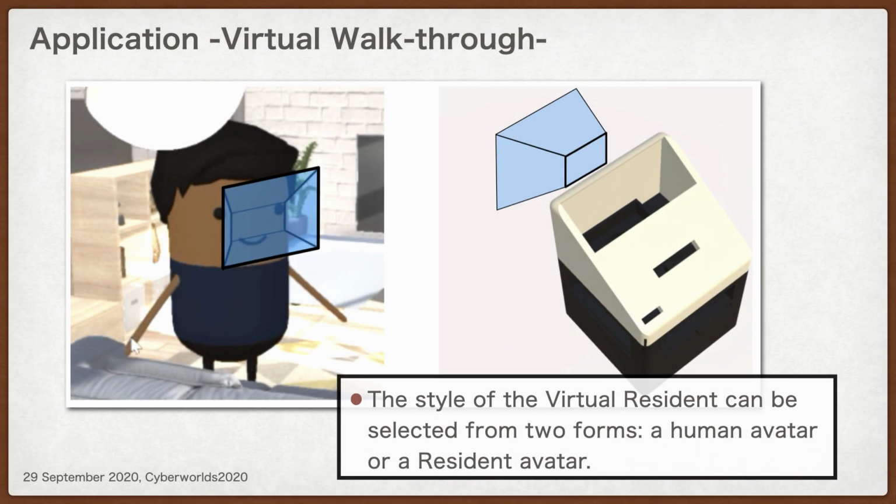The virtual resident corresponding to the resident plays as the camera object in the spatial design, and the style of the virtual resident can be selected from two forms, a human avatar or a resident avatar, as shown in this figure.